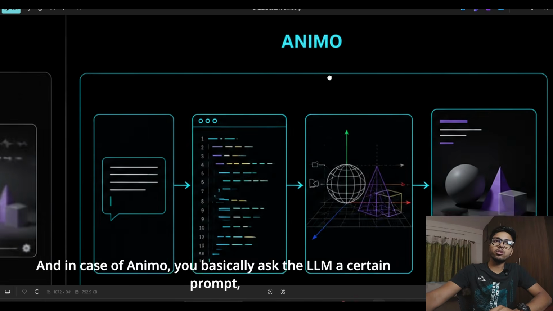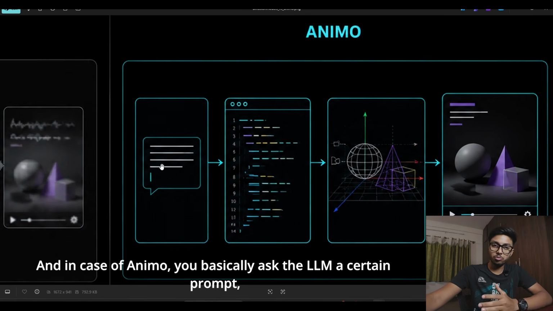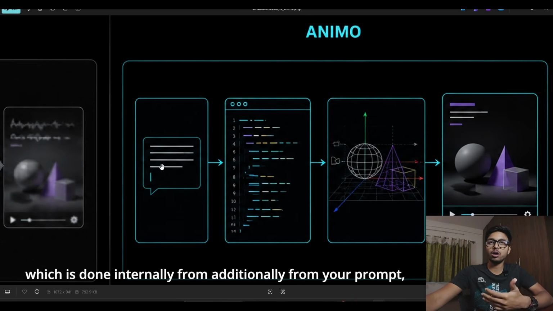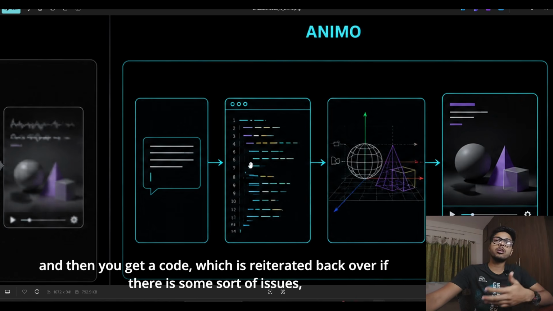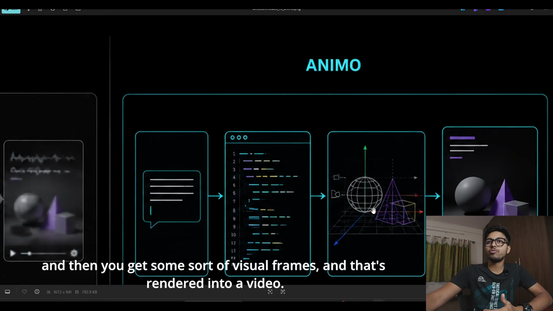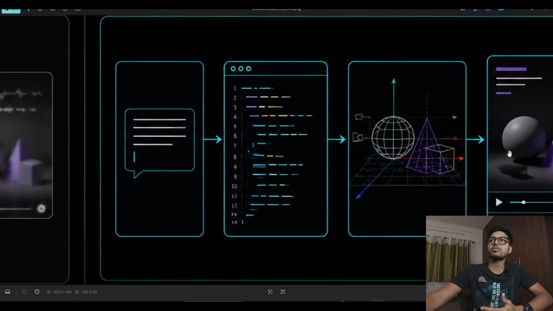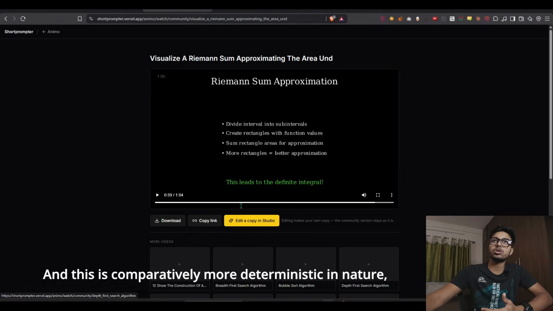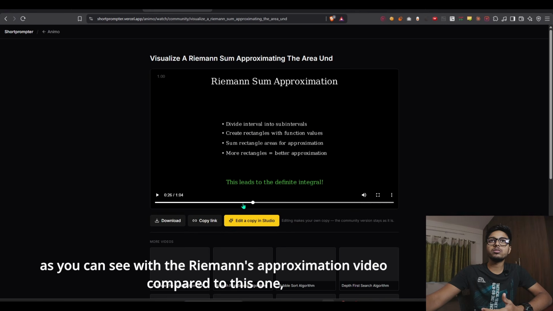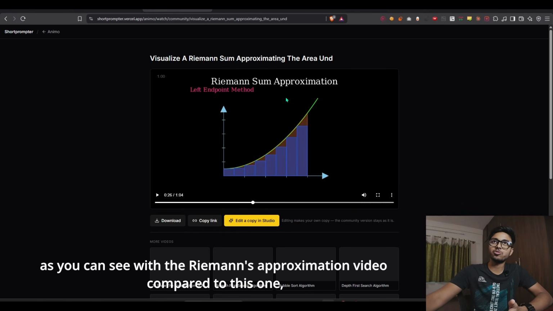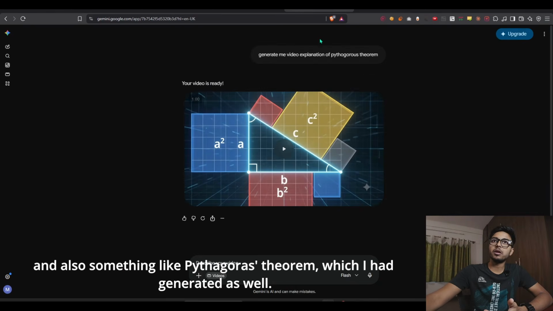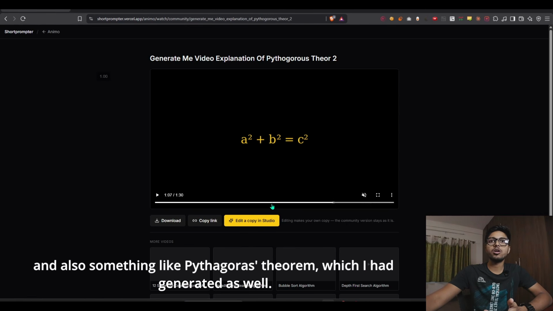In the case of Animo, you basically give the LLM a prompt, which is also extended internally beyond your prompt, and then you get code which is iterated over if there are any issues, and then you get visual frames, and that's rendered into video. So that's as simple as that, and this is comparatively more deterministic in nature, as you can see with the Riemann sum approximation video, and also something like the Pythagoras theorem, which I had generated as well.